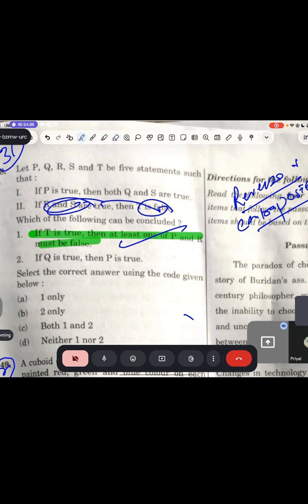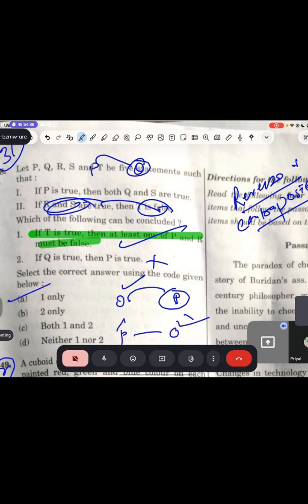If Q is true, then P is true. It means Q will decide the value of P. But what we have been given is: if P is true, then Q is true. Guys, we cannot say vice versa. This is wrong. If P is true, then Q is true, that is okay, that they have given. But the question's conclusion is: if Q is true, then P is true. I cannot say that.